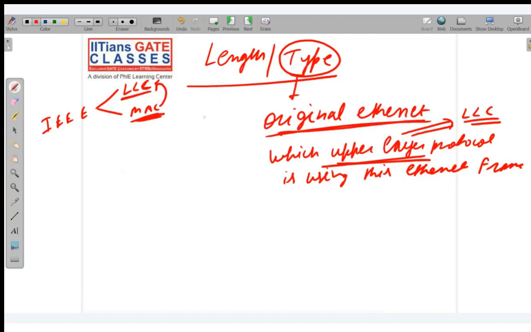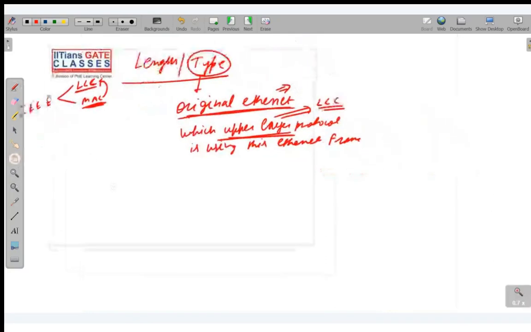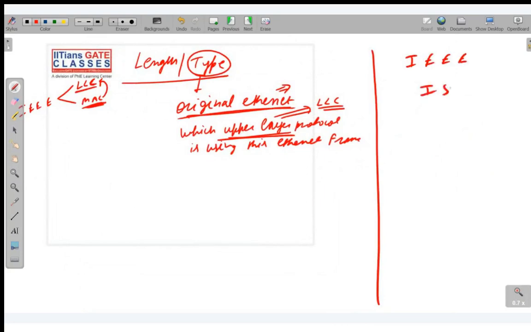But when IEEE standardized Ethernet, generally someone, some scientist, develops a protocol, then a standardizing authority comes into the picture, like IEEE or ISO, the International Organization for Standards. Like when you have developed something, you want certification, so you go to an agency to certify your product.